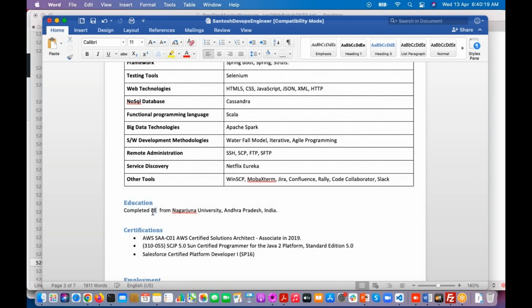Here also, don't mention BCom, MBA like this. If you are a BCom graduate, mention that you completed graduation, or graduated from so and so university. Like that you can specify it. Even if you completed MBA, don't mention Master of Business Administration from so and so. Instead, say completed post graduation from so and so university. Post graduation. Like that you can specify it.